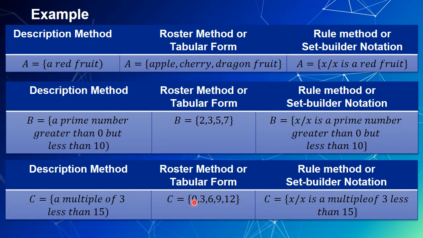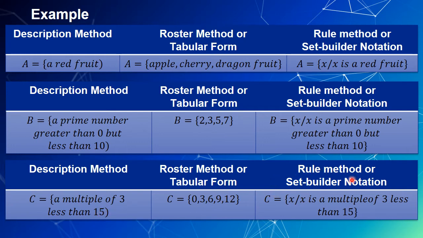Why does 0 belong to these elements? Because 3 times 0 is 0. 3 times 1 is 3. 3 times 2 is 6. 3 times 3 is 9. Then 3 times 4 is 12. 3 times 5 is 15. Why is 15 not included? Because the description says it should be a multiple of 3 less than 15. When we say less than 15, 15 is not included, because those numbers should be less than 15 and 15 itself is not part of the given elements.